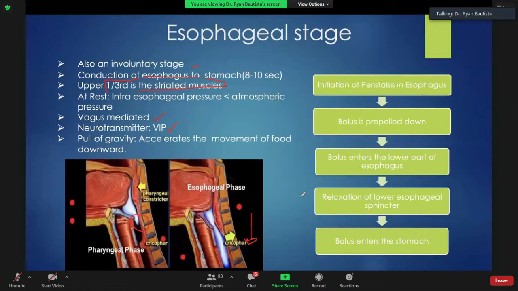Any idea? No answer? Oh, the answer is when you open your upper, you open also your lower. It is what we call the receptive reception of your gastrointestinal tract. I think I have a slide for that.